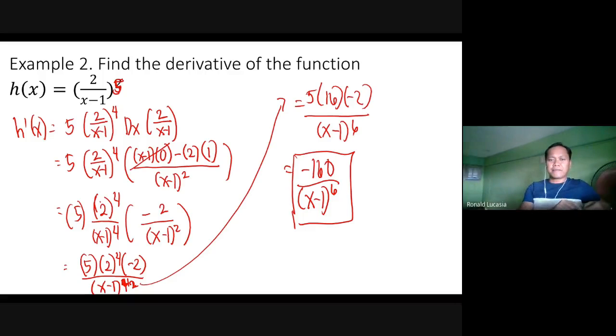Isa pa. Again, panalito pa yan. So ito lang yung magiging first step: derivative, so 5 minus magiging 4, tapos kunin mo yung derivative nung nasa loob ng parenthesis.